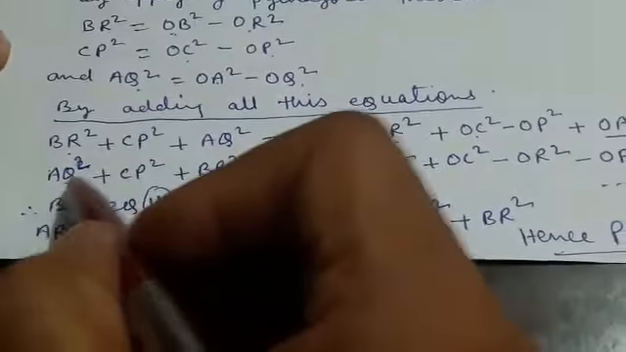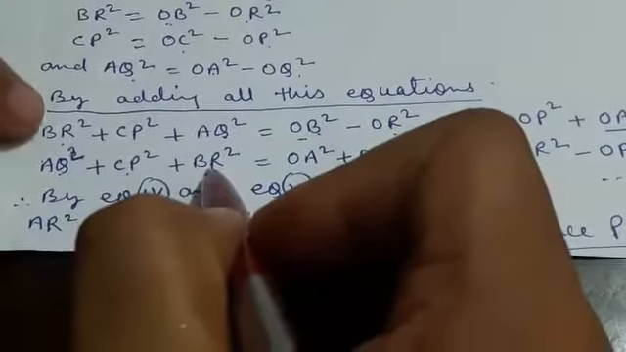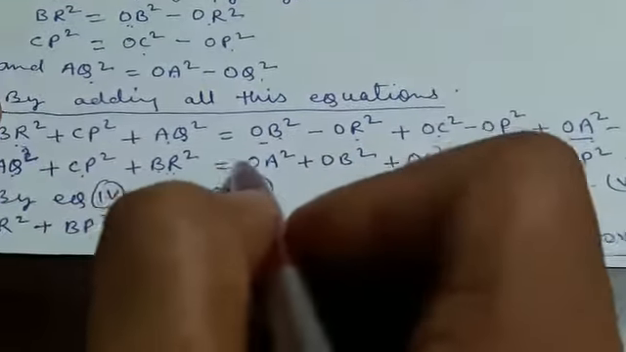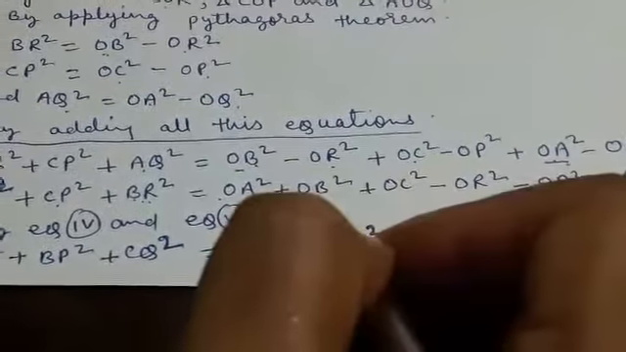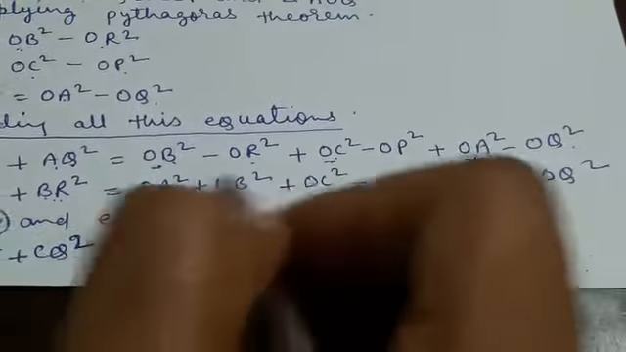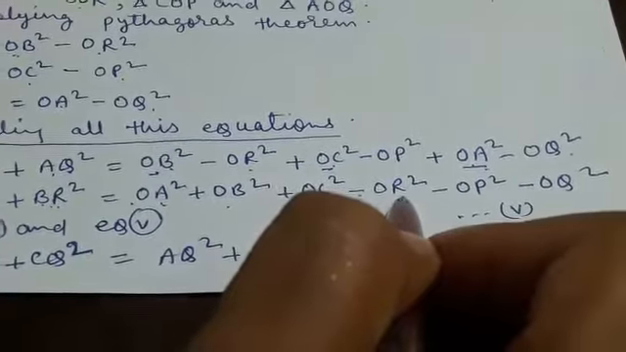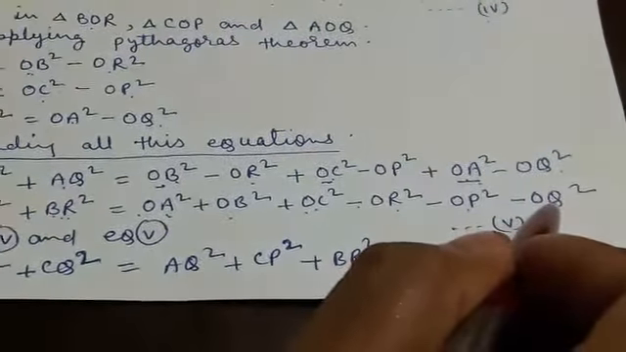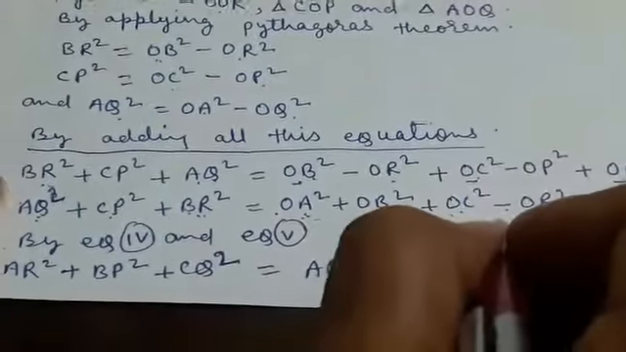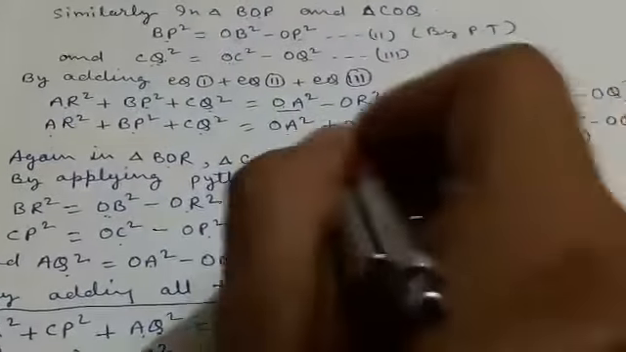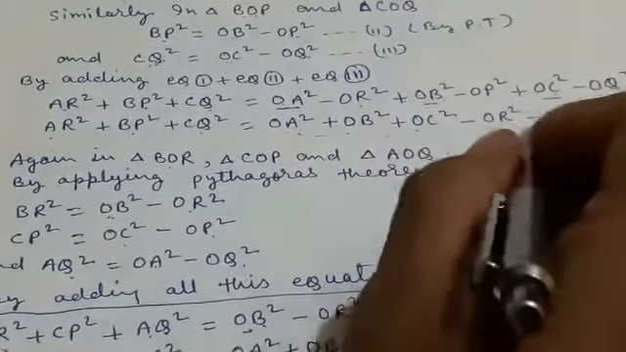Now AQ square plus CP square plus BR square, by arranging these terms, is equal to OA square plus OB square plus OC square, all positive terms here, then minus OR square minus OP square minus OQ square. You will find that AQ square plus CP square plus BR square is equal to this term. Here I have written, this is equal to the right hand side of equation 4.